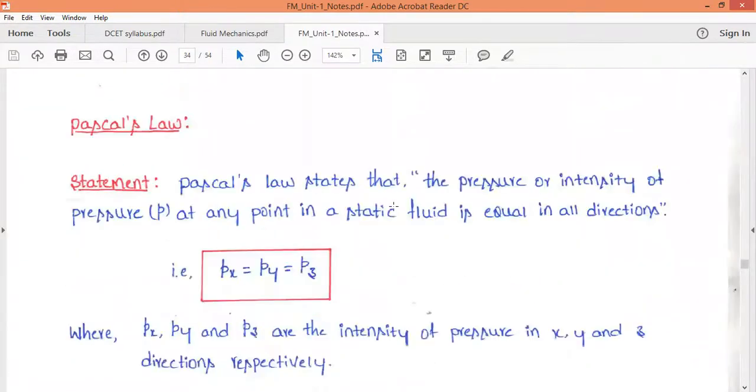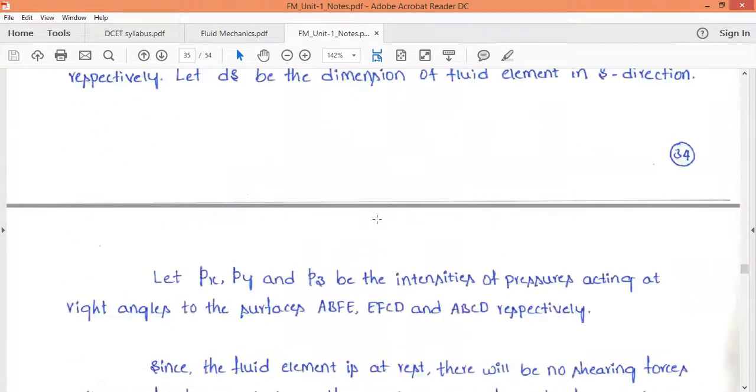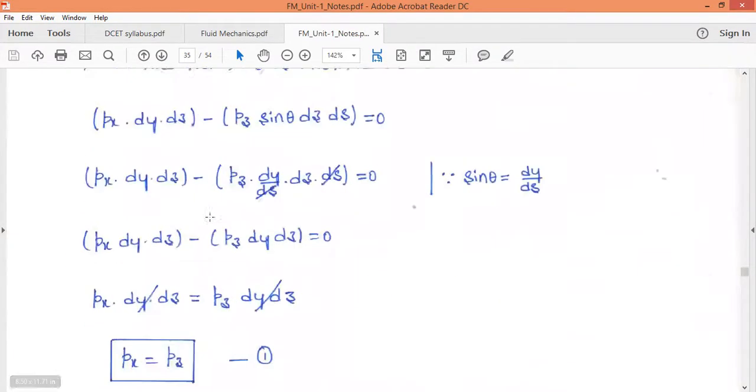Next, let us discuss Pascal's law. Pascal's law states that pressure or intensity of pressure at any point in a static fluid is equal in all directions. Means, for a fluid at rest, if I consider any point, at that point the pressure is equally distributed in all the directions. That is Px equals Py equals Pz. We have the derivation of it.